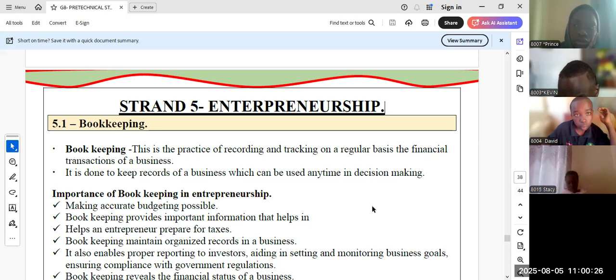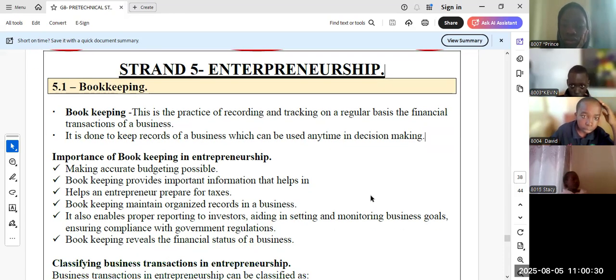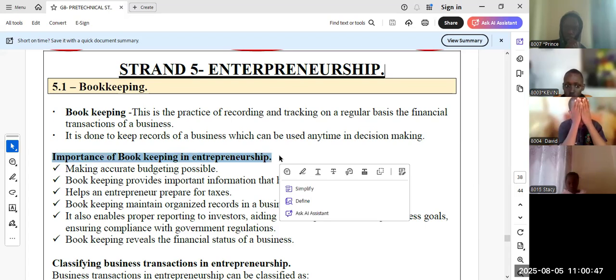From your end, what is the importance of bookkeeping in entrepreneurship, David? Making accurate budgeting possible. Yeah, let's first of all discuss that one. Now, importance of bookkeeping in entrepreneurship. Remember, we have said that bookkeeping is the practice. You should have learned to do it. And what are you doing? Recording and tracking on a regular basis the financial transactions of a business. And why is this important?